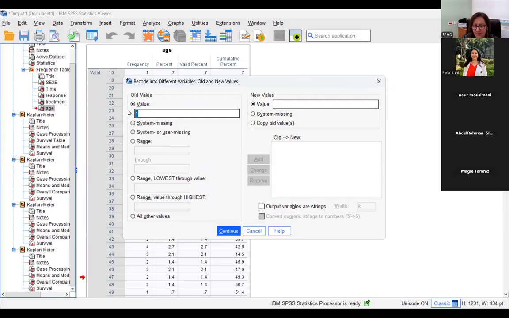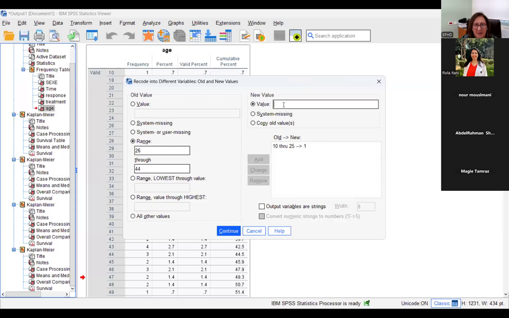a range. Sorry, we want range. I click on range, let's say 10 to 25. So young people is 1. I just want to see if I see any. Then I add 26 to maybe 44.